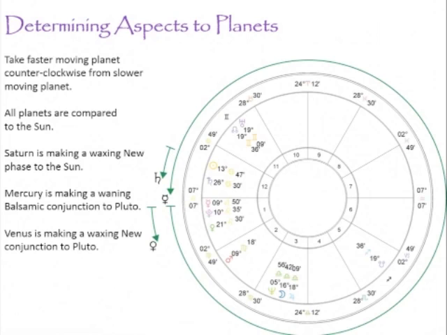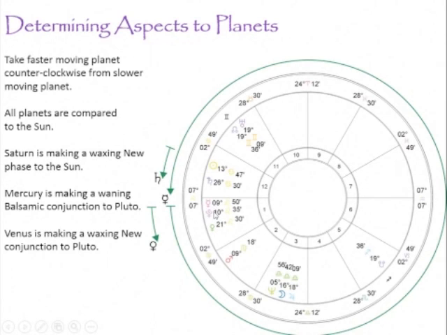If we look at Mercury to Pluto, which is the second example on this, we would start with Pluto. The line isn't quite lining up, but we start with Pluto at 10 degrees Leo, 35 minutes. And it is a slower moving planet. And if you follow this green circle, you move all the way around the circle to get to Mercury. And so Mercury is making a balsamic conjunction to Pluto. Mercury's at 9 degrees Leo, 50 minutes. And so it is less than 1 degree away from Pluto.